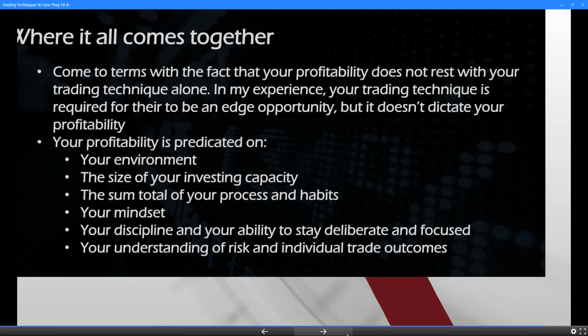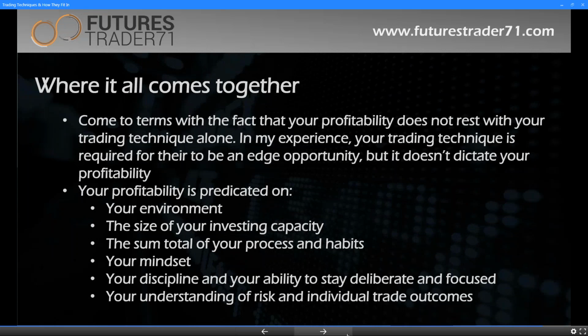And finally, come to terms with the fact that your profitability does not rest with your trading technique alone. In my experience, your trading technique is required for there to be an edge opportunity, but it doesn't dictate your profitability. So you can have the best trading system in the world, and you still can't get it to make money for you live.